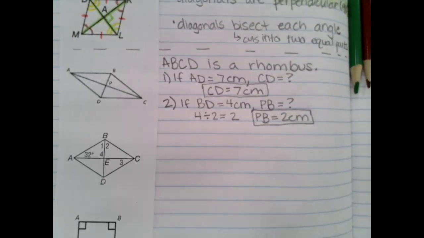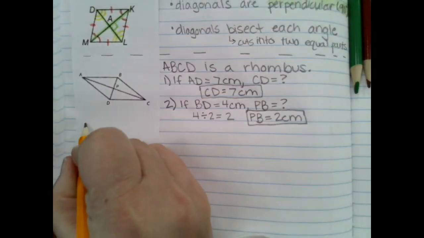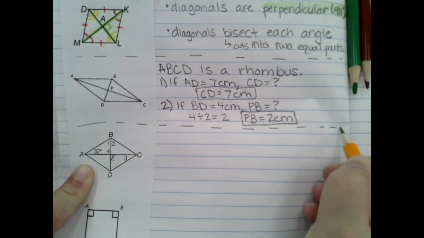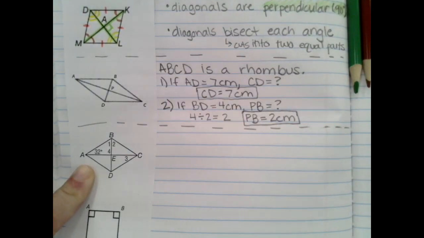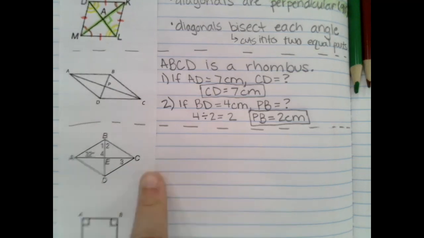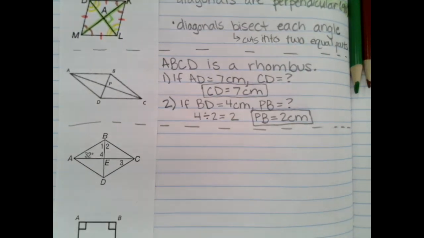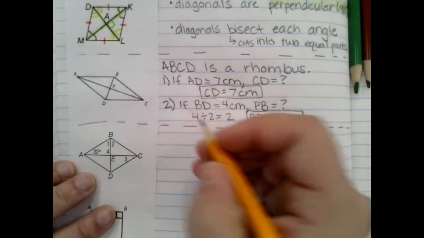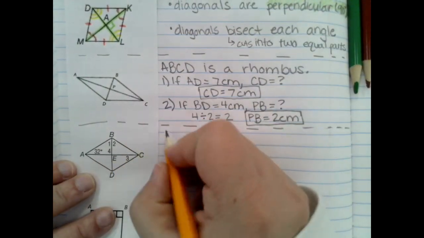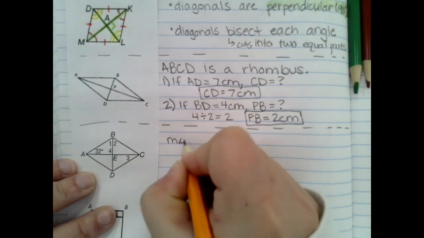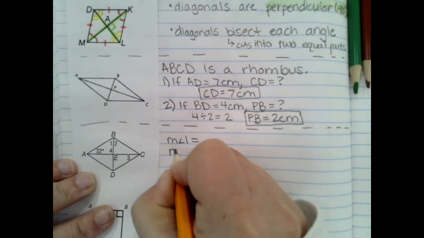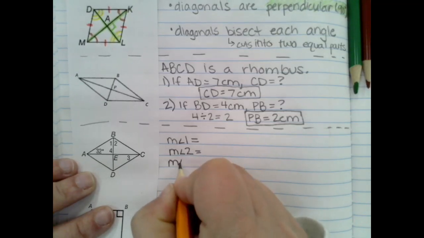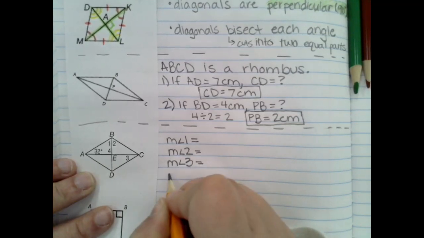All right. This problem here, this is number 3. Again, we know it's a rhombus. This one we're going to talk about angles, not sides. So we need to find the measure of the angles of 1, 2, 3, and 4. So we're going to find measure of angle 1, measure of angle 2, angle 3, and angle 4.